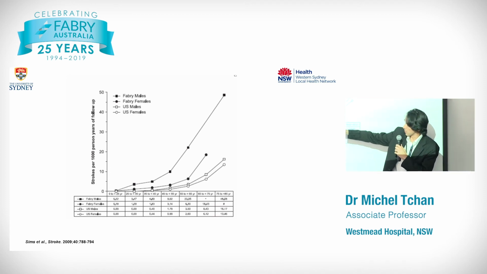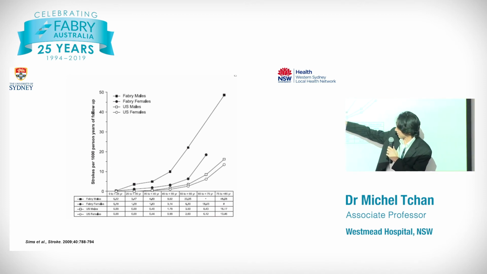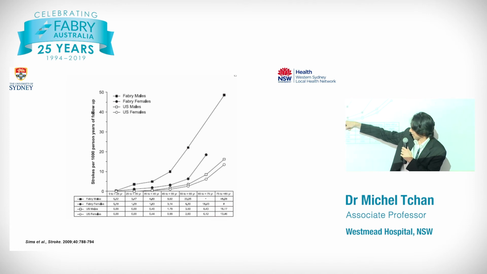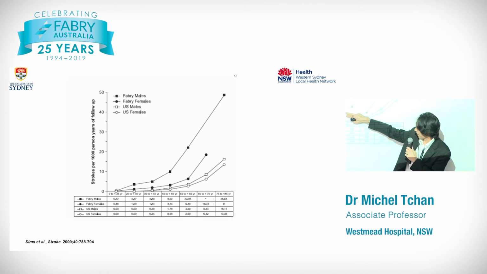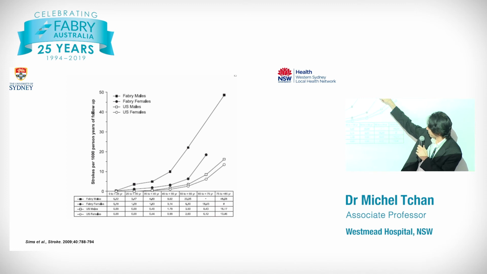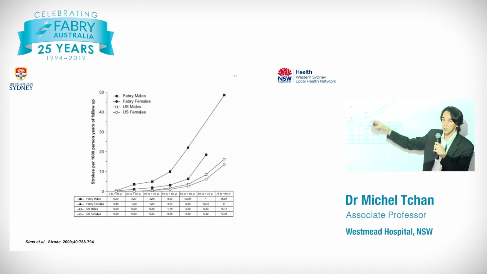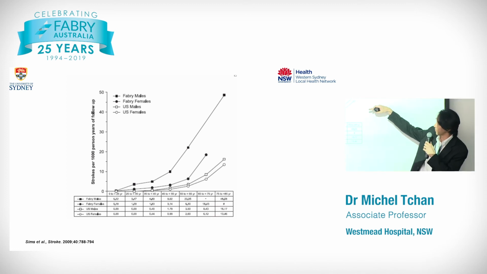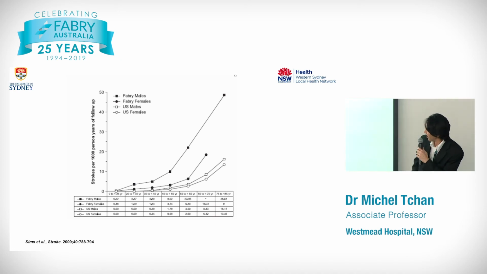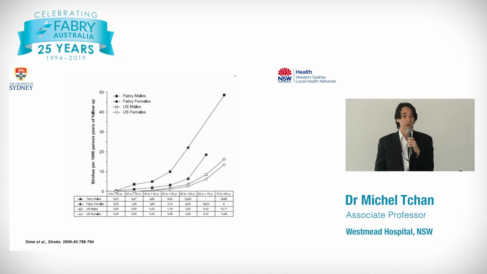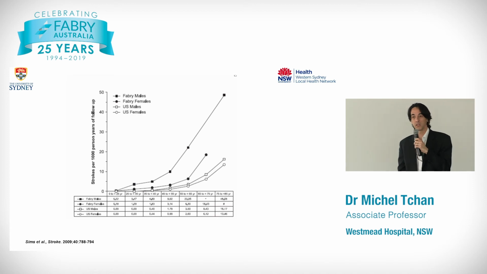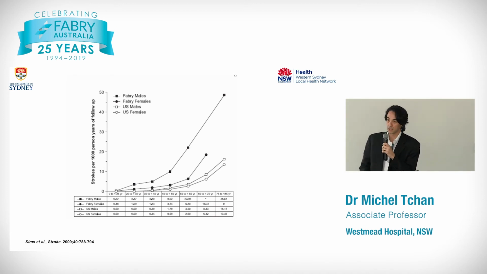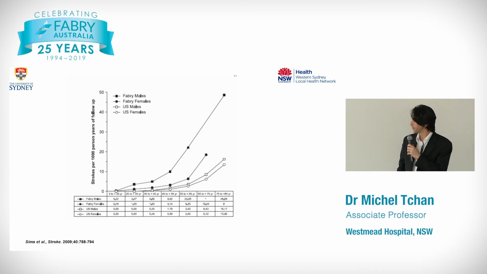But what we can see with the Fabry population is that, especially once we start to get out beyond 35 years of age, the black square and circle are the Fabry patients, and that risk of stroke does increase above and beyond the general population, perhaps broadly kind of twofold or thereabouts. So there is an increased risk of stroke in the Fabry population, and particularly as time goes on.